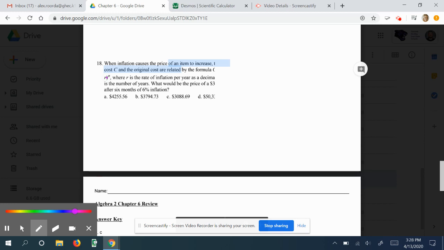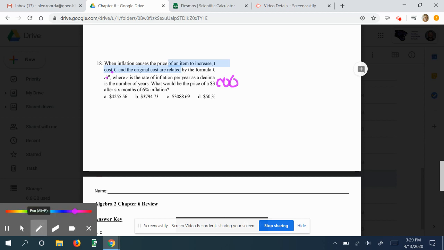and N is the number of years. Okay, that's N right there. Okay, so what would the price of a who even knows, right? Probably $3,000. I'm guessing it's $3,000, right? $3,000 after 6 months at 6% inflation. Okay, so we know R is 6%, and 6 months would be the number of years. Well, if we have 6 months, that's how much of a year, right?